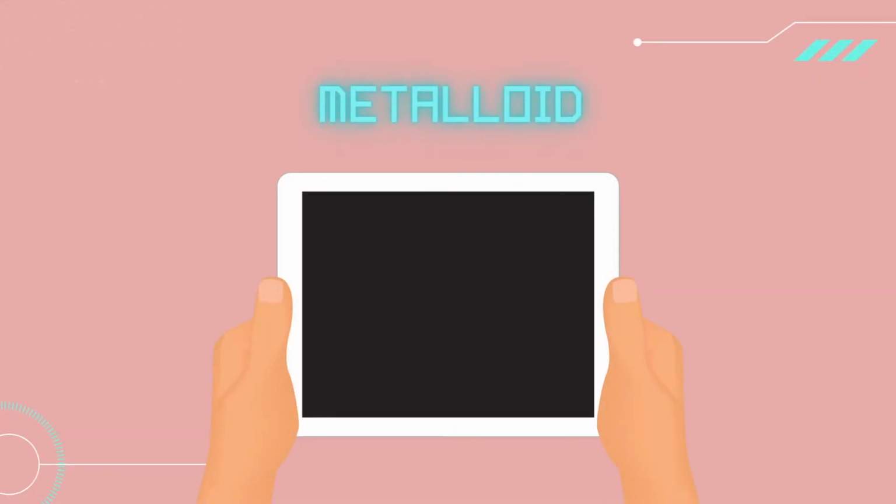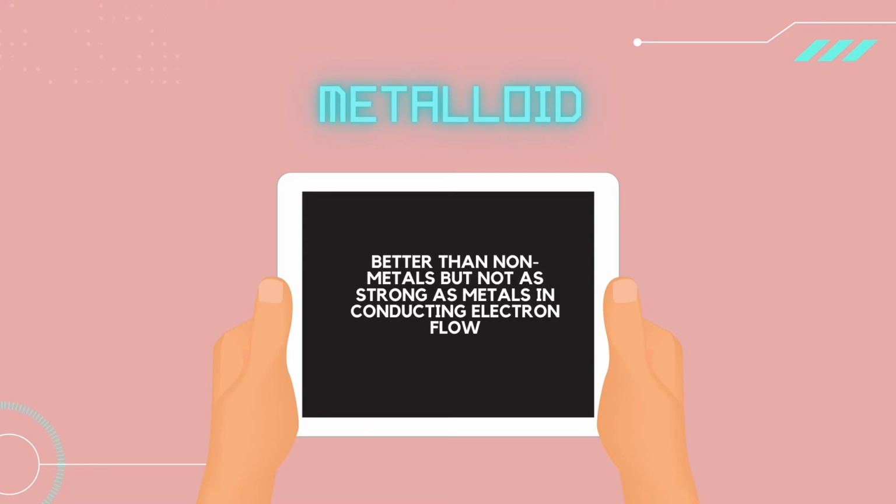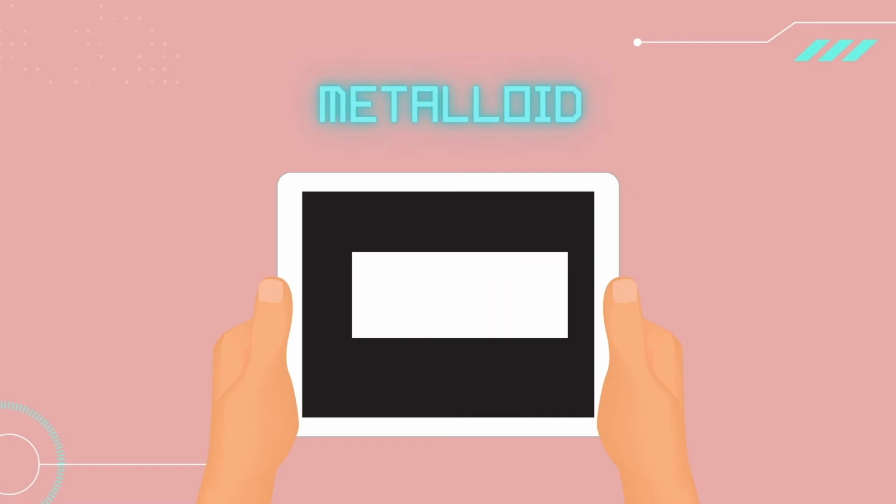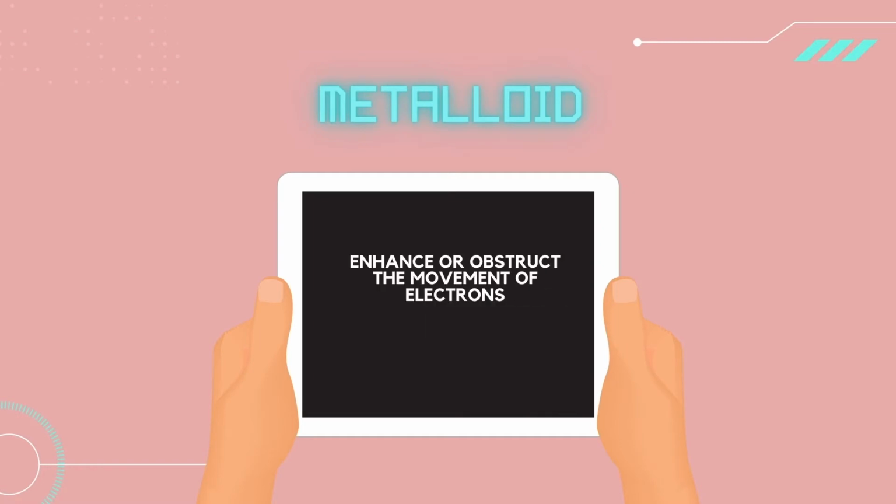Silicon is a metalloid. Metalloid is a term used for elements that are better than non-metals but not as strong as metals in conducting electron flow, also known as a semiconductor. Metalloid atoms may either enhance or obstruct the movement of electrons. The other sample in this project is a metalloid, which is silicon, an element that falls between metal and non-metal.